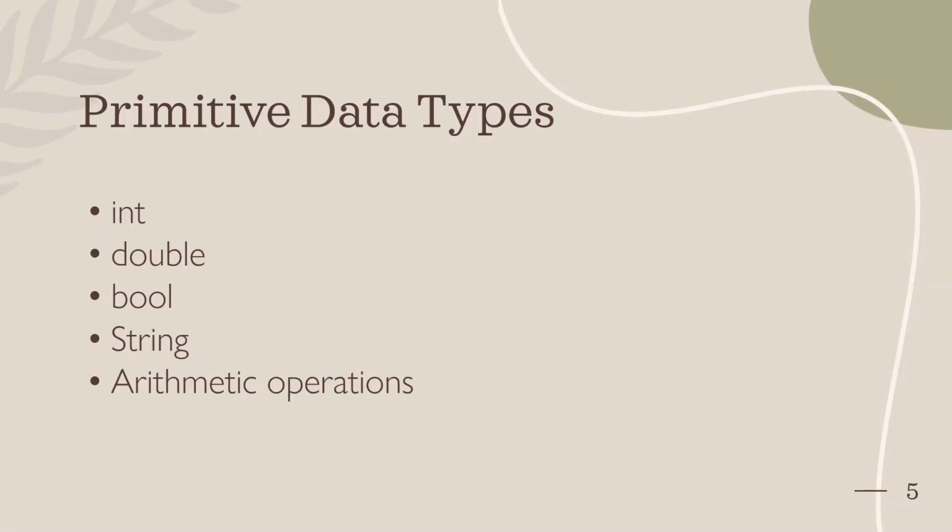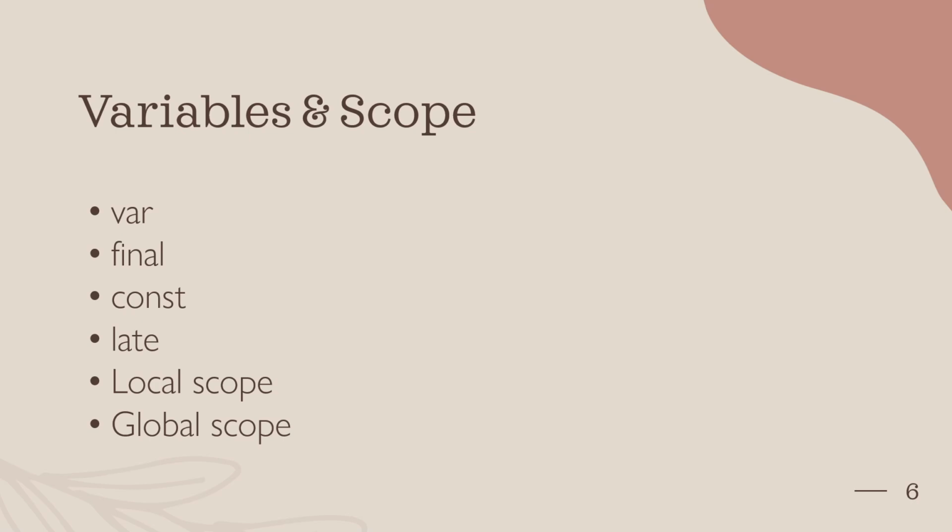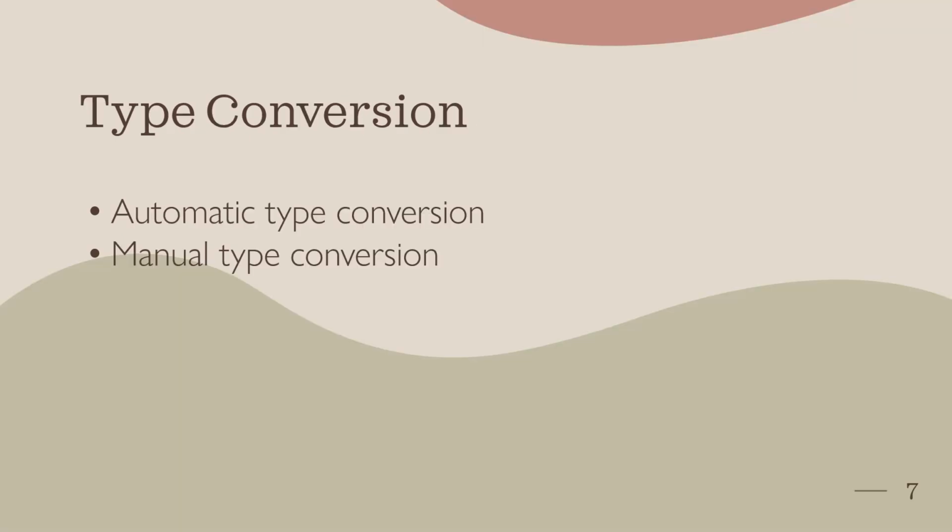Dart supports all common data types: integer, double, bool, and string. Arithmetic expressions work as expected. Dart uses var, final, and const to declare variables. Late allows delayed initialization. Understanding scope, local and global, is essential to avoid bugs. Dart performs some conversion automatically, but you can also convert types manually when needed.